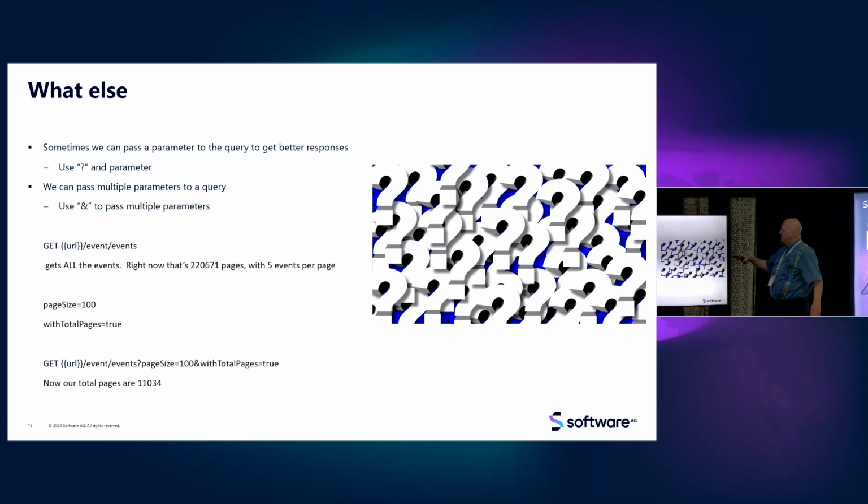The page size I can change to 100, so at least I don't get so many pages of events. And if I want to know how many pages of events I've got, I use with total pages equals true, and that helps me figure out what size of response body I'm getting. So I add those. So now instead of get URL events, question mark page size equals 100, so set the page to 100. With total pages equals true, how many pages of data am I getting? Which cuts my total pages down to 11,000 only. So, I no longer have 250,000 pages of data. I've only got 11,000. That's still, I believe the correct term is, a metric crap ton of data to go through.